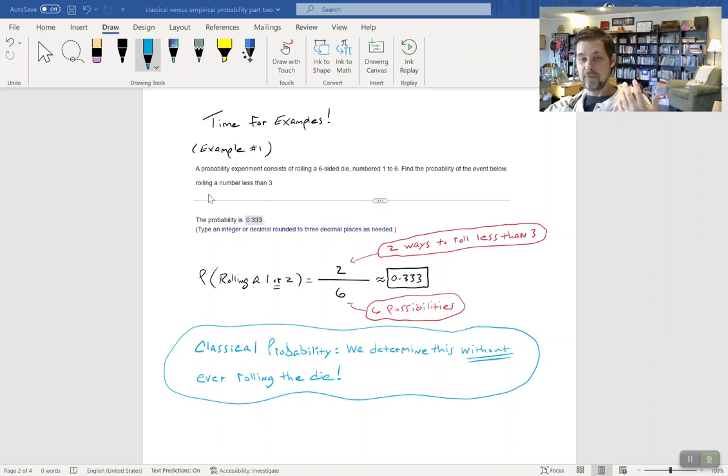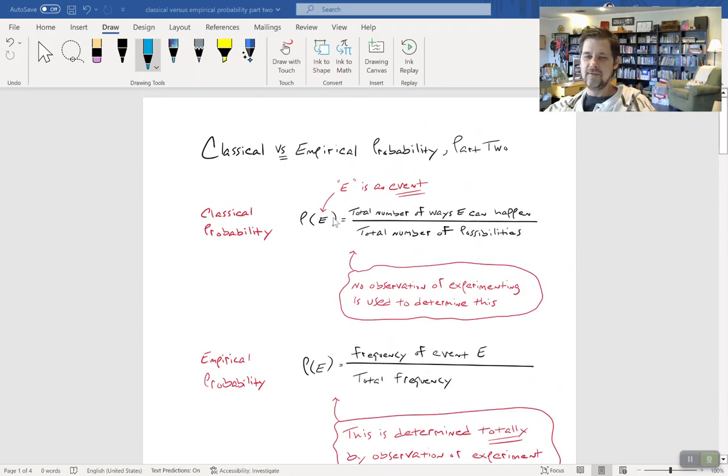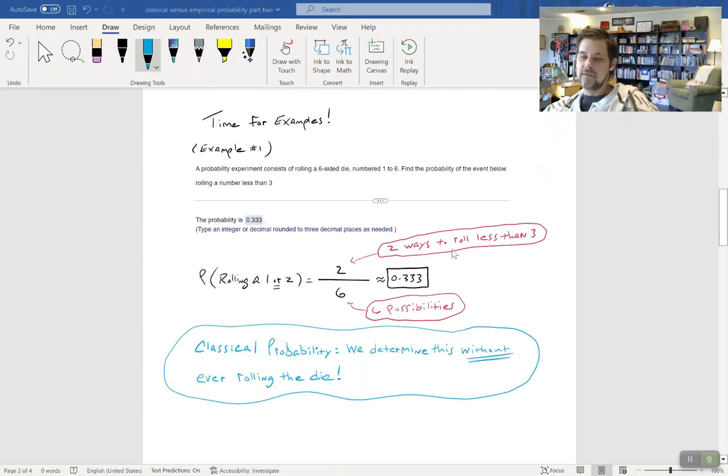I mean, you can roll a number less than 3 2 ways, right? So with our definition up here, it's like, well, how many ways can the event happen? That's what goes on top. All right. So there's 2 ways to roll a number less than 3. How many total possibilities are there when you roll a die with 6 numbers on it? There are 6 possibilities. So now, like I'm emphasizing here, I never rolled a die to figure this out. That's what classical probability amounts to.